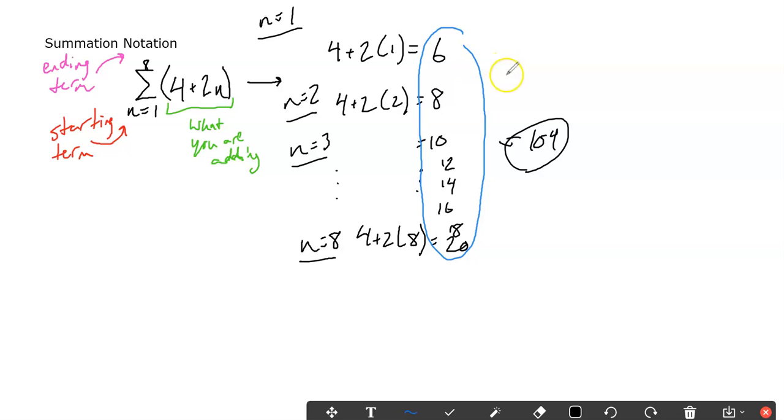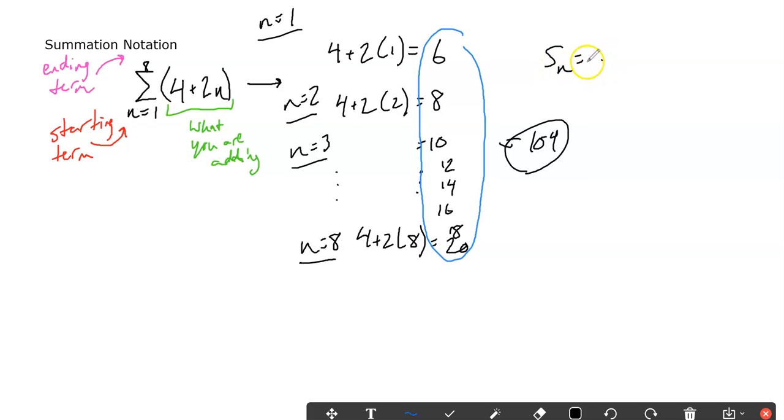Now, if you're wondering how to do it with the formula, the formula again is S of n equals n times a1 plus an, all over 2, if you remember that.